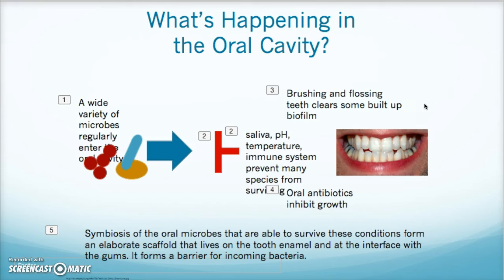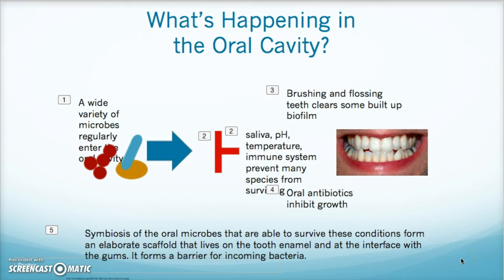Remember, we talk about that being a large amount of microbes, generally a mixed group of microbes that can form a coating on a surface. And in this case, it would be the teeth. We do brushing and flossing to break that up and keep them from being able to make cavities.